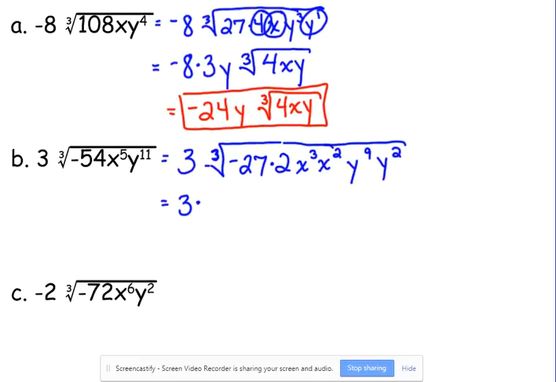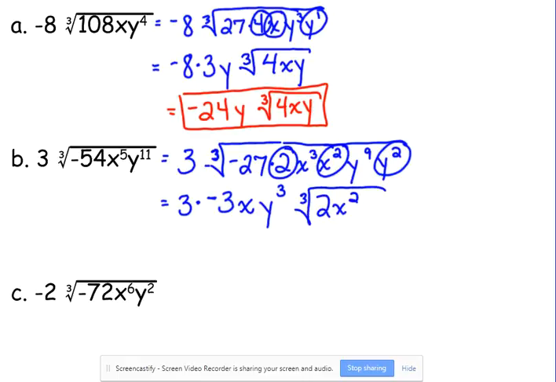Okay. All right, cube root of -27 is -3. Do not leave a negative under the cube root. You need to bring it out. 2 is not a perfect cube, so we leave it under. Cube root of x cubed is x. X squared, the power is less than the root, so we leave it under. Cube root of y to the 9th is y cubed. Y squared, power is less than the root, so we leave it under. So we've got 2x squared y squared left under our cube root.